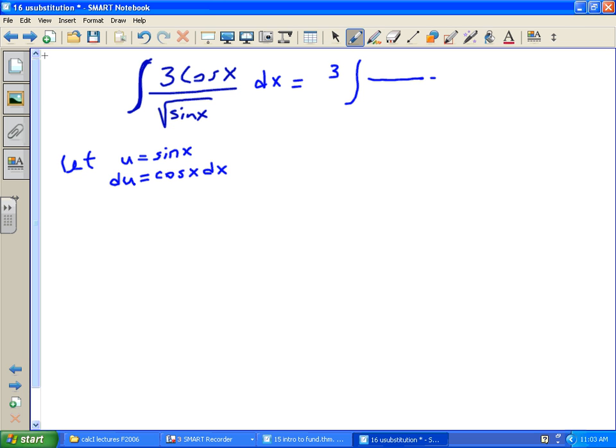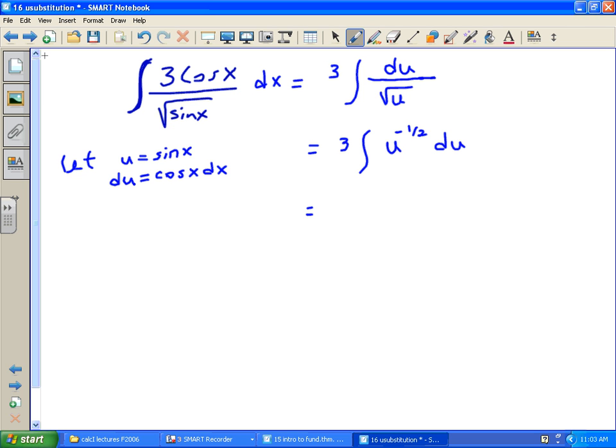So my bottom should be what? The square root of u. And the top, after I took the 3 out, I need cosine x dx. That should be the same as du, right? The question is, how do we integrate this? If you rewrite root u on the bottom as u to which power? Negative 1/2. We brought it up, so we have a negative exponent there. And now we need to integrate this.